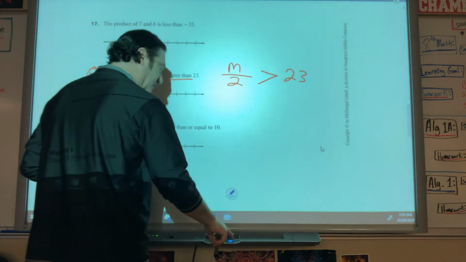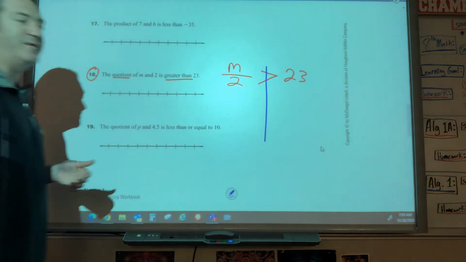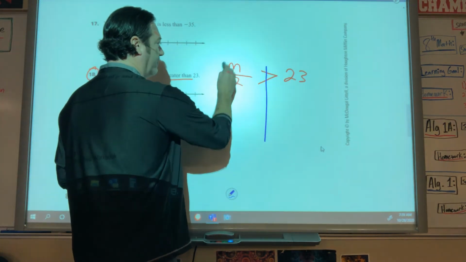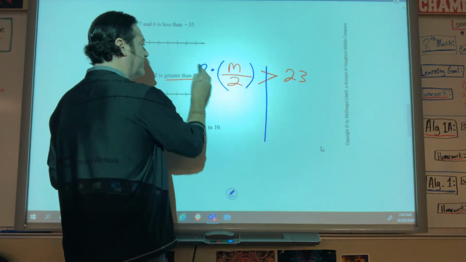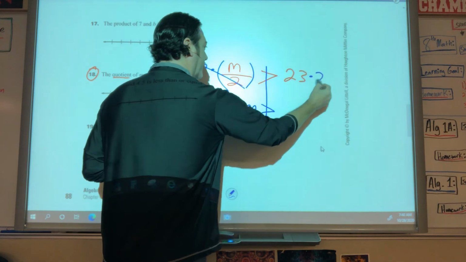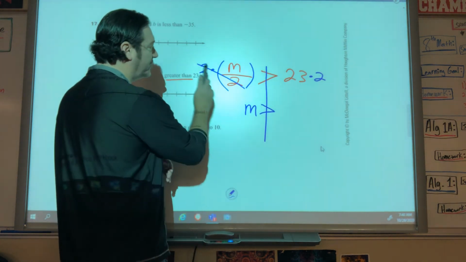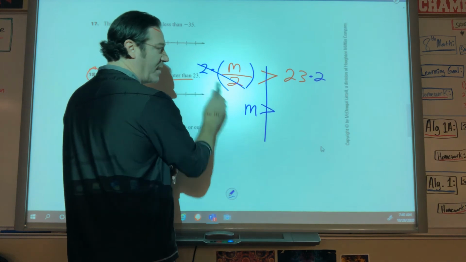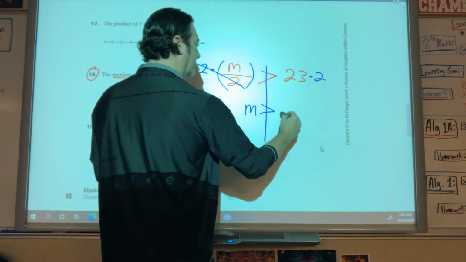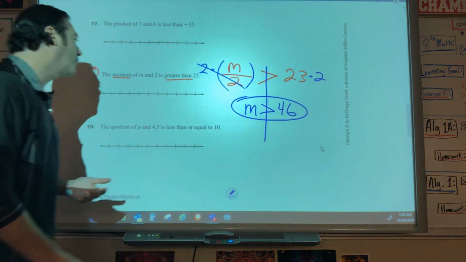Okay, so we have written the statement. Let's go ahead and solve it, and then we'll graph it. 2 is connected by division, so you want to do the opposite, multiply it out. Right, that cross cancels. Now you think, am I going to flip the sign here? No, because you didn't multiply by a negative, right? You multiplied by a positive. So 23 times 2 would be what? 46. So m is greater than 46.